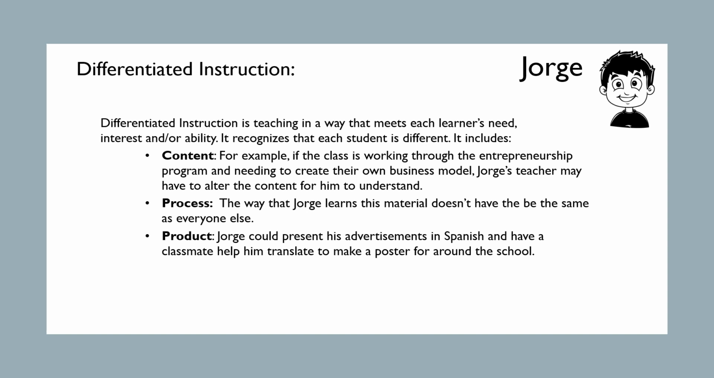Product. Often in this program, the grade 5s create something that they can make to sell to children from other classes. This includes making advertisements to go around the school. Jorge could present his advertisements in Spanish and have a classmate help him translate to make a poster for around the school. He's still creating the required product, but in a different way than other students. Another idea would be to have him create his advertisements on a computer and use Google Translate or a similar tool to translate his own work.